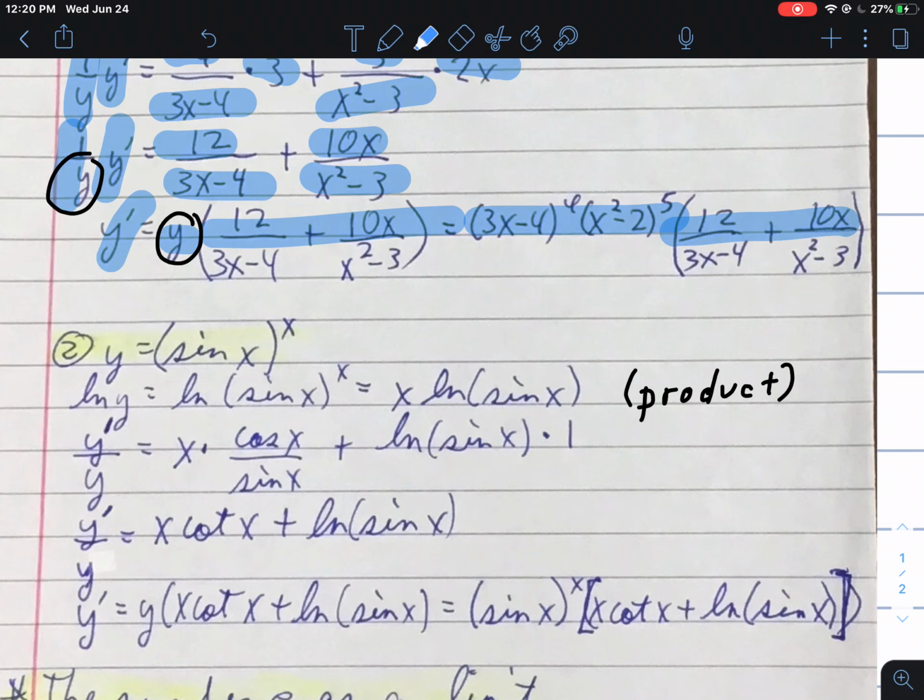So here's a case where I have no choice but to use logarithmic differentiation. So here's the process again. What do I do? I take the log of both sides, and I use natural log just because the derivative for the natural log is easier than the derivative for logs of other bases. I don't have to worry about the ln of the base part. So ln of both sides.